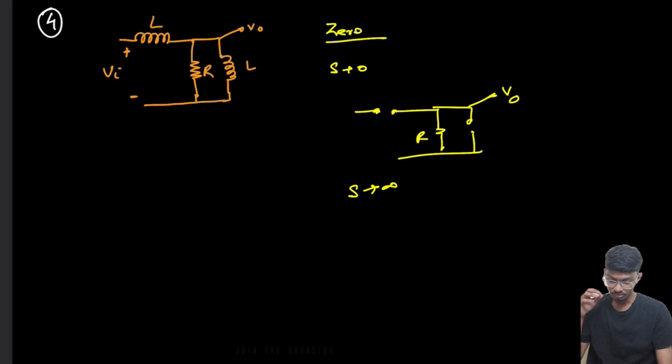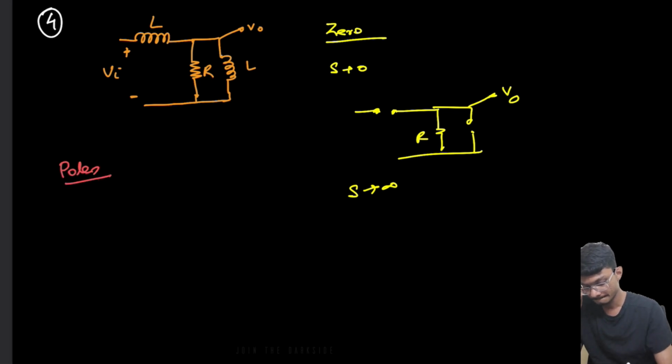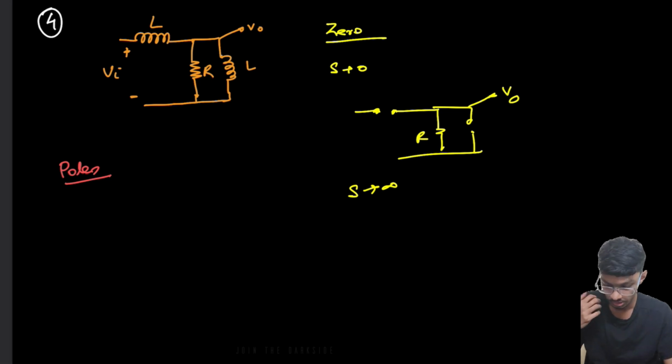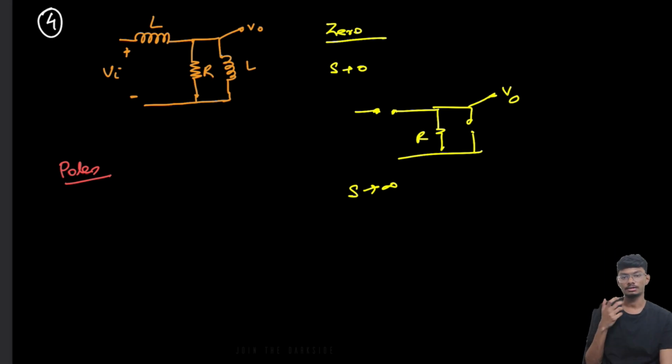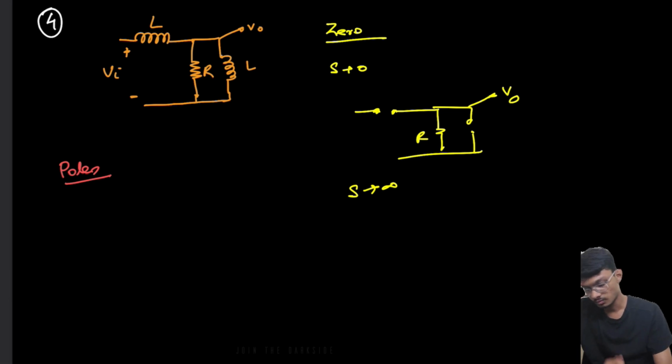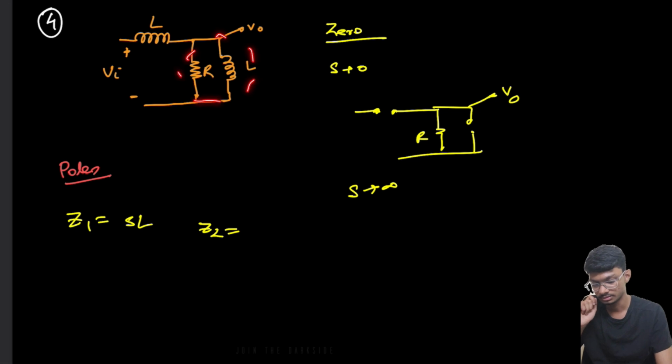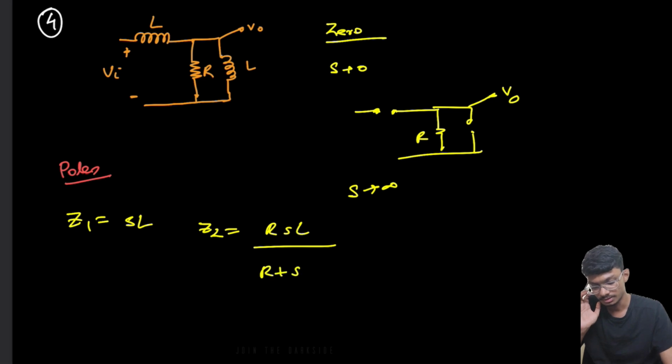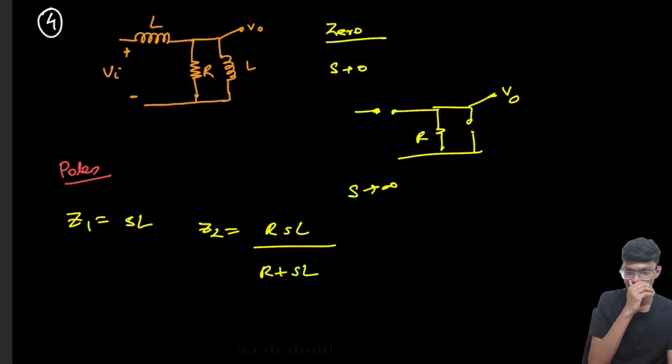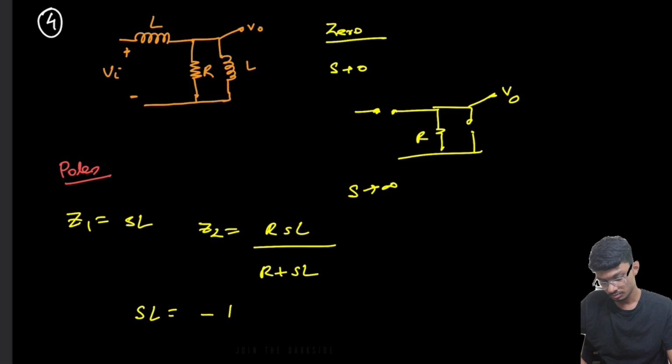Now coming back to the poles. How to find the poles? For poles, we have to basically make Z2 equals to minus Z1. So what is Z1 in our case? Z1 is SL. What is Z2? Z2 is this whole thing. This is basically a parallel combination, R times SL divided by R plus SL, right? So we have to basically equate that, addition equals to 0. So SL equals to minus R SL divided by R plus SL.